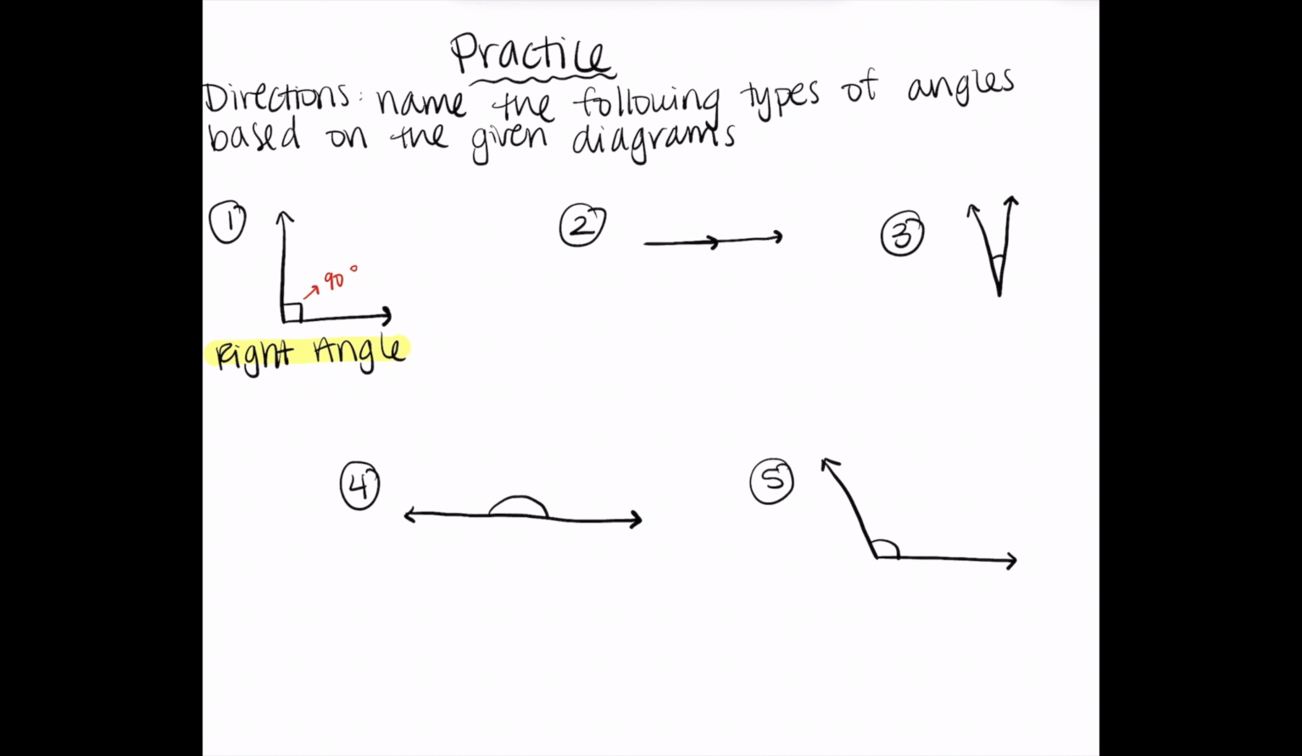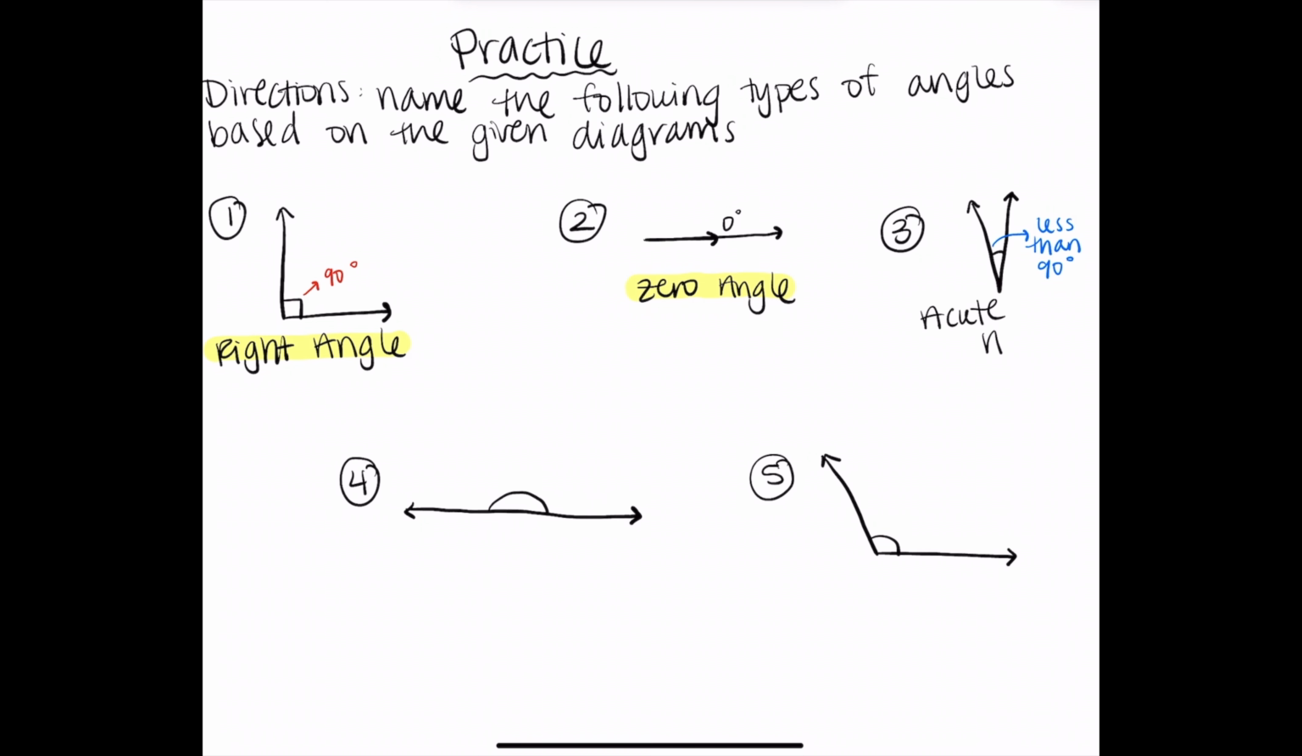Now, if we look at number 2 has no angle, right? It's just measuring 0 degrees, so we know that number 2 would be a 0 angle. Now we'll look at number 3. Number 3 looks small, and it looks like it is less than 90 degrees, right? So since it's less than 90 degrees, we can assume that this one is an acute angle. Now, if we look at number 4 looks like just a straight line, right? And we know that that angle measures 180 degrees, so we would classify number 4 as a straight angle.